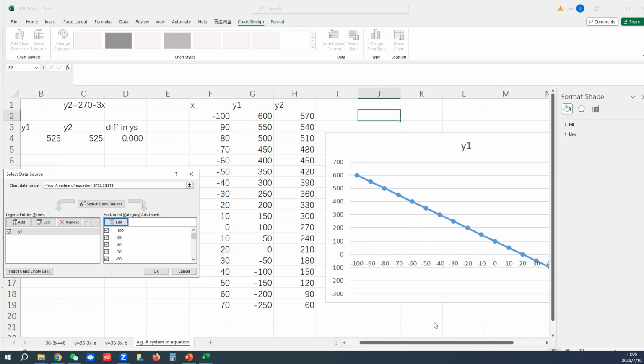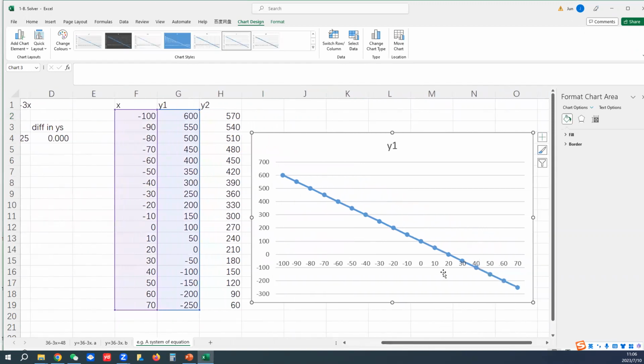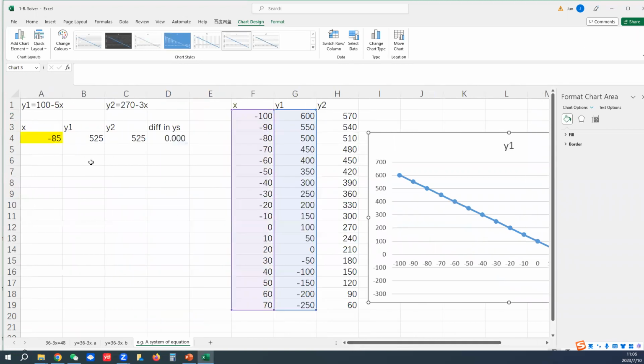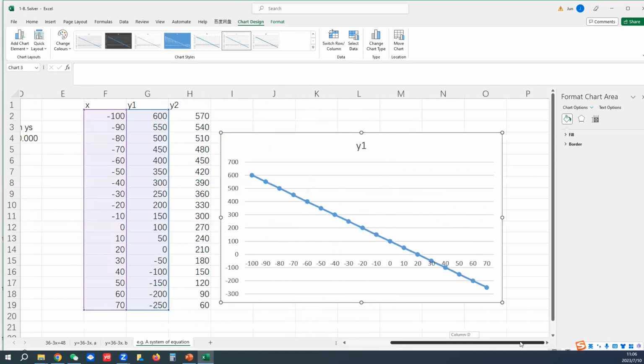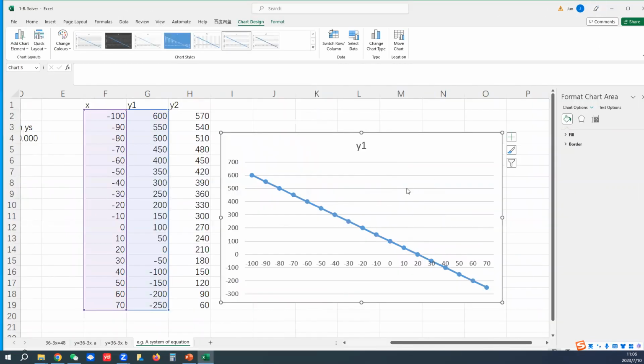Okay, so here, as you are eyeballing this, you can find the coordinate, the x-intercept of the first line is 20, which is right. y1 equals 0 when x equals 20. Right? That is actually your first question. I'm just giving you a graphic illustration.